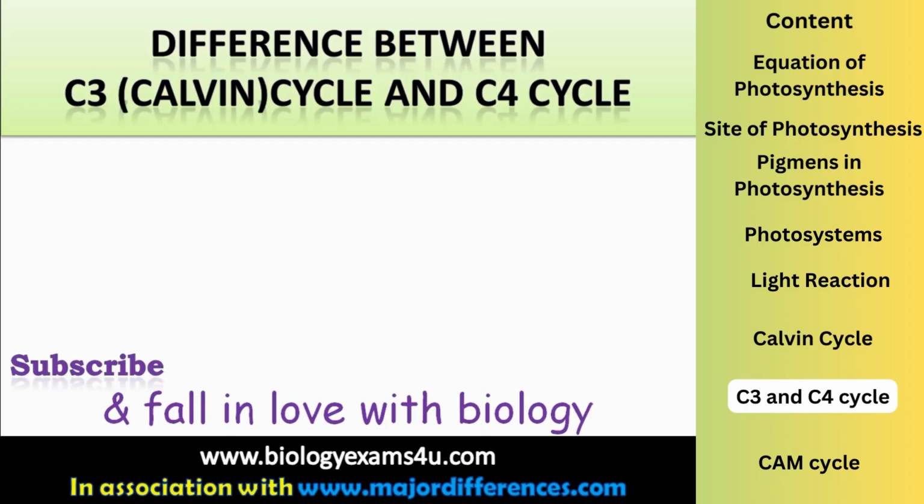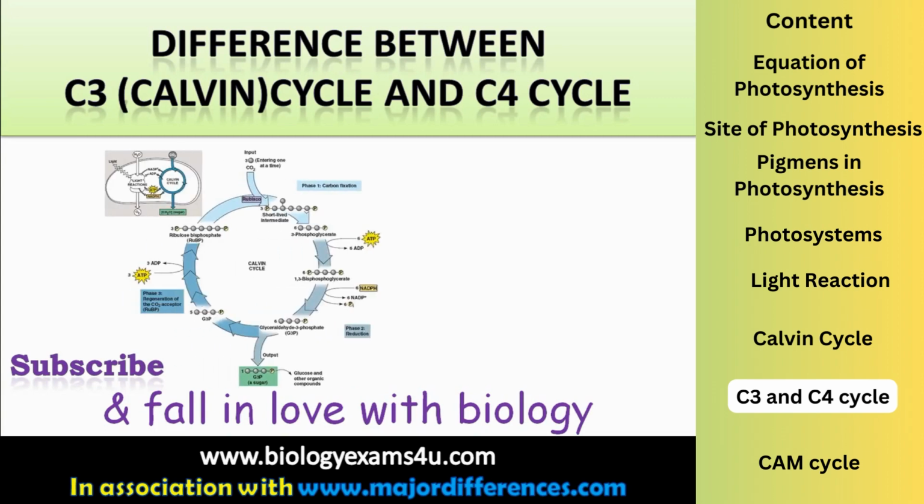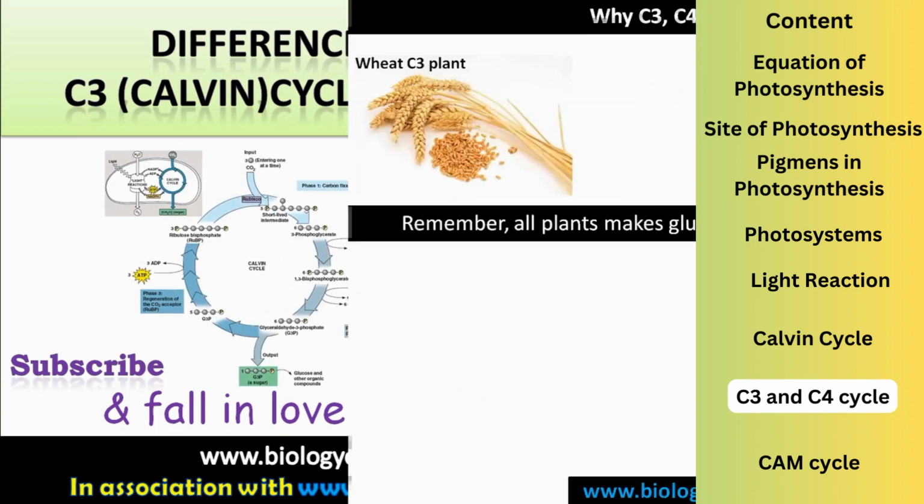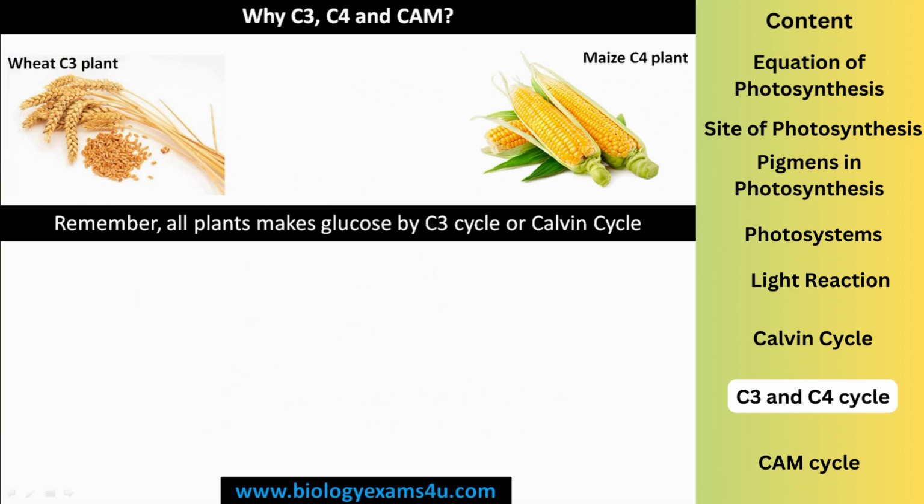The difference between Calvin cycle and C4 cycle, or C3 cycle versus C4 cycle. So why C3, C4 and CAM? C3 is a normal cycle. What's the reason for certain plants exhibiting C4 and CAM cycle? The first and the most important thing to remember is all plants make glucose by C3 cycle or Calvin cycle, and it is a default cycle for the synthesis of glucose.